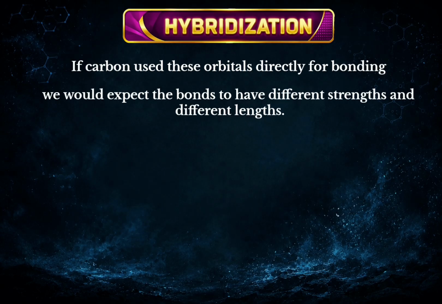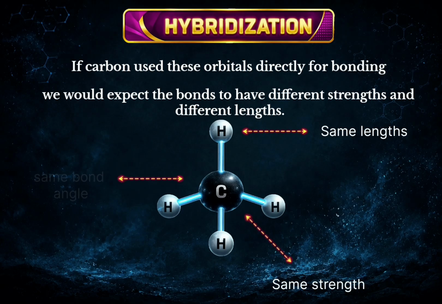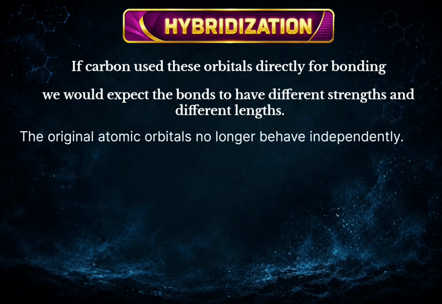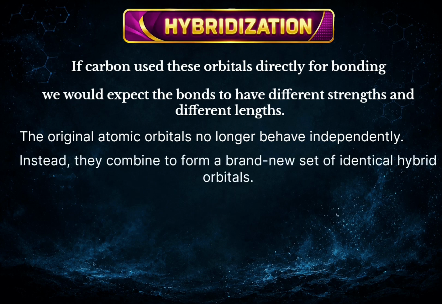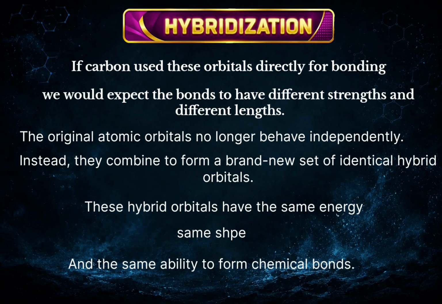But that's not what scientists observe. In molecules like methane, every carbon-hydrogen bond has the same length, the same strength, and the same bond angle. So how is that possible? The original atomic orbitals no longer behave independently. Instead, they combine to form a brand new set of identical hybrid orbitals. These hybrid orbitals have the same energy, the same shape, and the same ability to form chemical bonds. That's why carbon can create 4 identical covalent bonds.